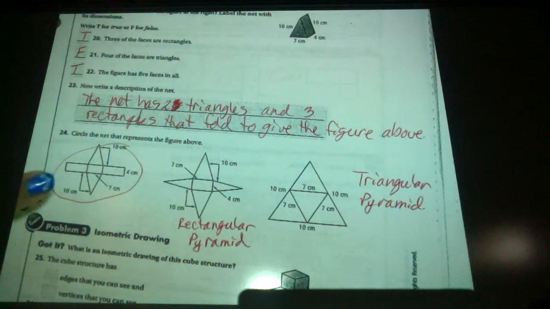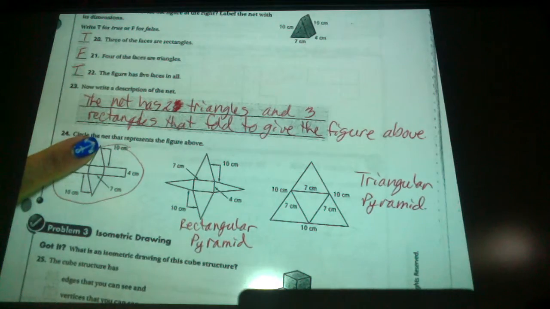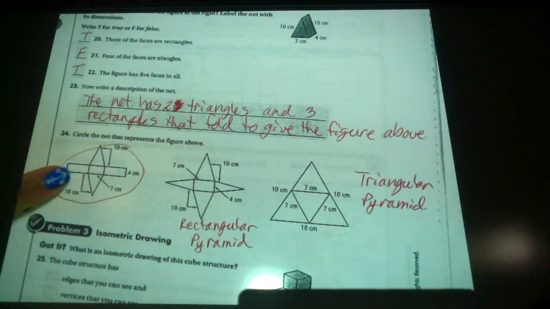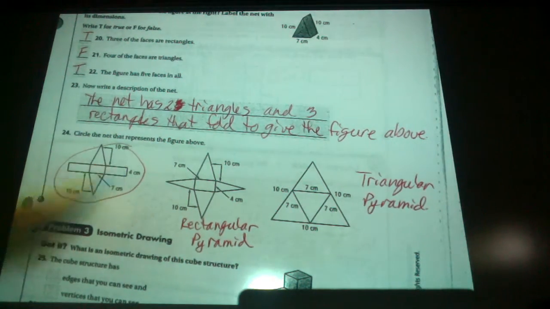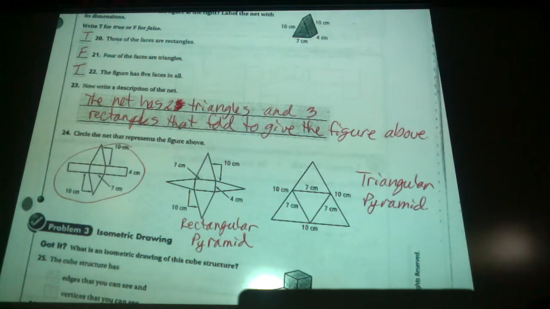So this is the proper net here below, and so you can see that here's the front and the back, and these rectangles are the sides that go around. And so now when you look at the net, you can actually see that yes, those are rectangles. They're not parallelograms.